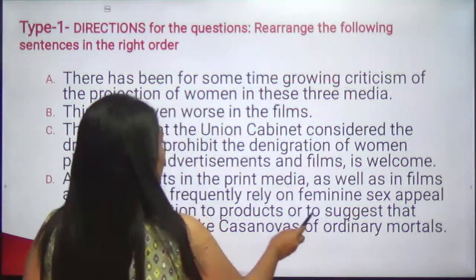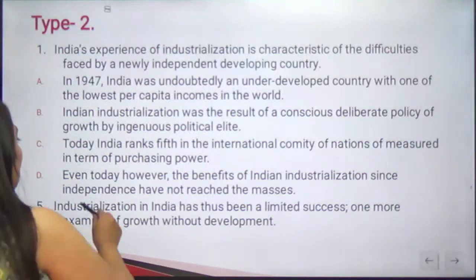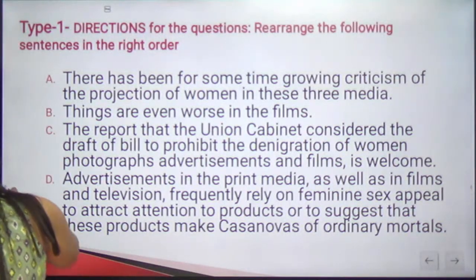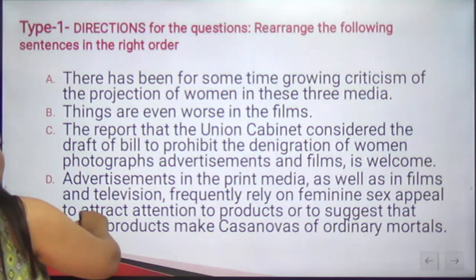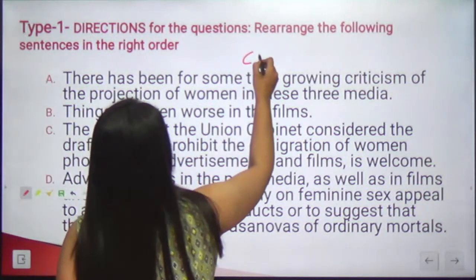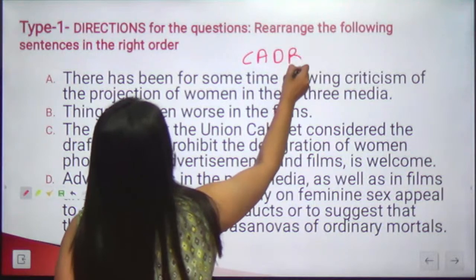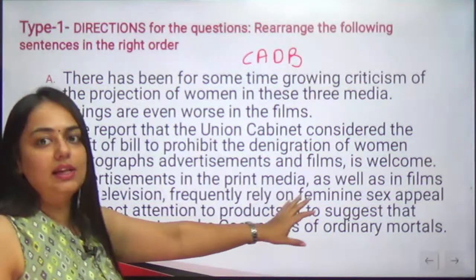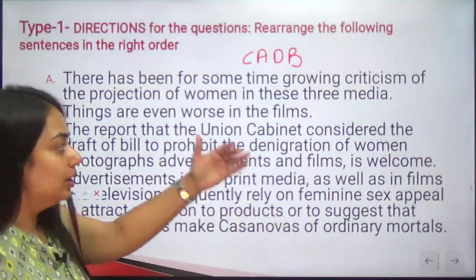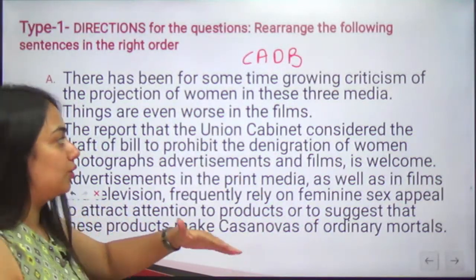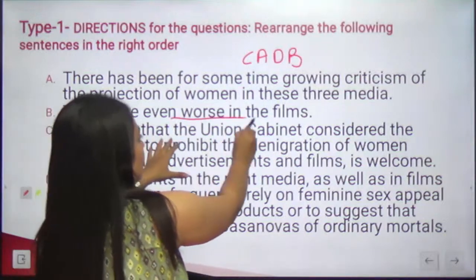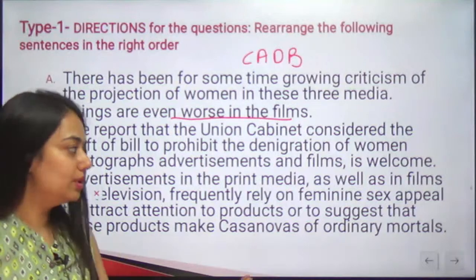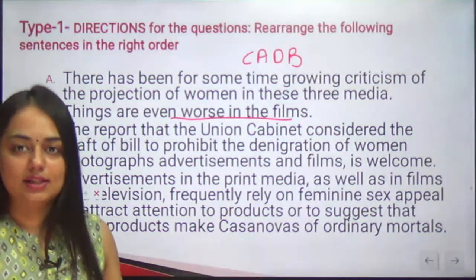Let us see if we have some options related to it. Okay, so this one is without options, you may say like in a CAT exam. So the order that I told you should be C, A, D and B. The last sentence is B because films are something that was not discussed at length. The passage is further going to discuss it. He has laid a base for this by saying that the case is even worse in the films. Advertisements and print media he has already discussed.